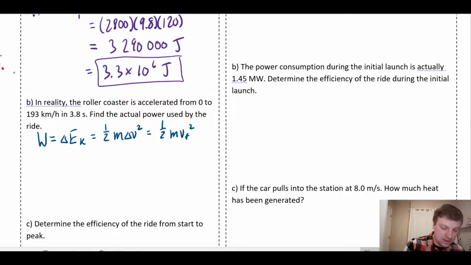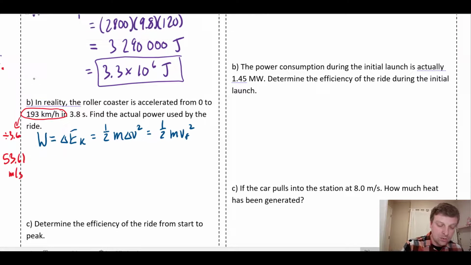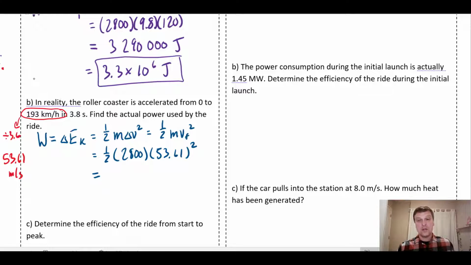I did notice that I've got my speed in kilometers per hour, so I can't forget to divide that by 3.6. I'm going to divide by 3.6 and make a note that that's something like 53.61 meters per second, because I can't use the kilometer per hour number. So the work done here is just going to equal, let's plug in my values, 1/2 times the mass of the car, which is 2,800 kilograms, times 53.61 meters per second squared.